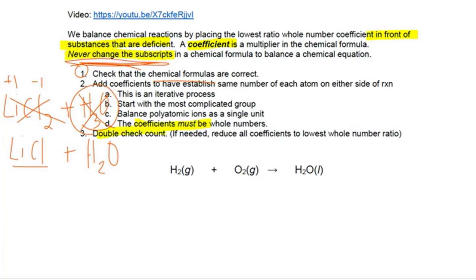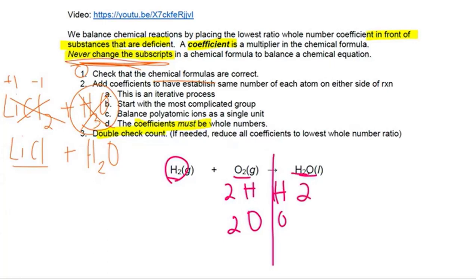So let's look at this example of hydrogen gas plus oxygen gas, which combine to give me liquid water. So I'm going to draw a line here, and I'm going to go, okay, I have H's and I have O's. And over on the right, I have H's and O's. How many H's are here? I have 2. How many O's? I have 2. How many H's on the right? I have 2. How many O's? I have 1.